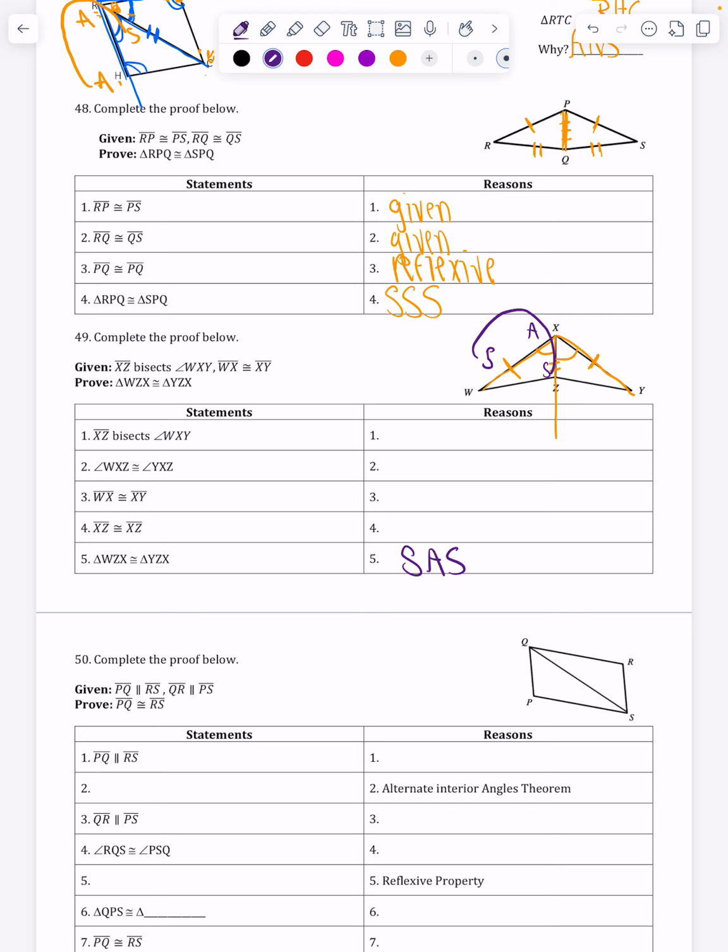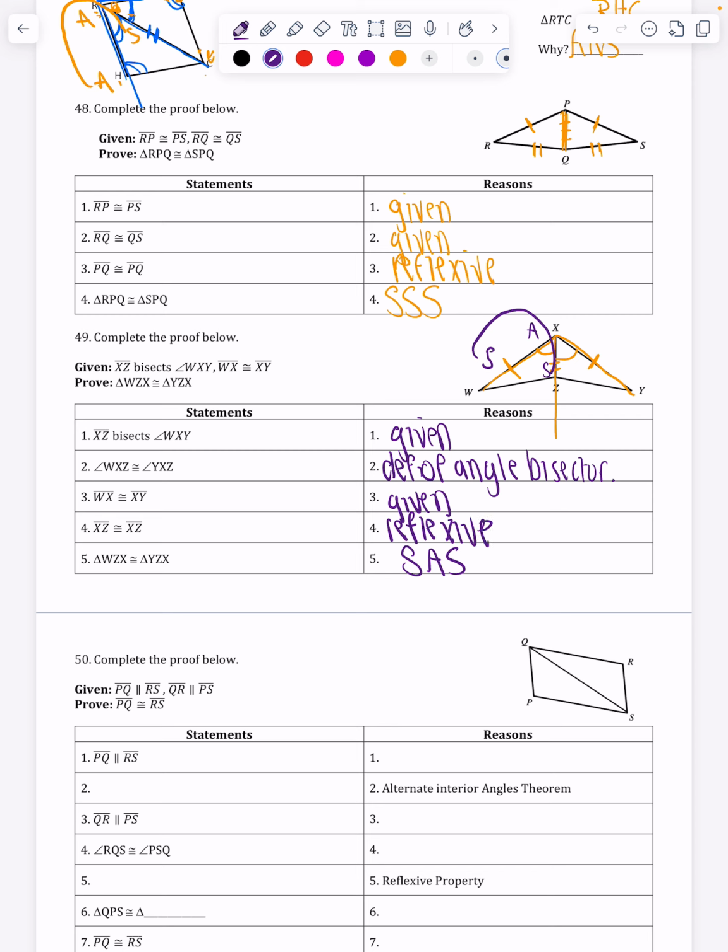Okay, next up, well, this was a given, so I'm going to fill that in. Number 2 is going to be definition of an angle bisector. Well, number 3 was given. And then XZ is congruent to XZ. Well, hopefully you remember from the last proof that it is reflexive.